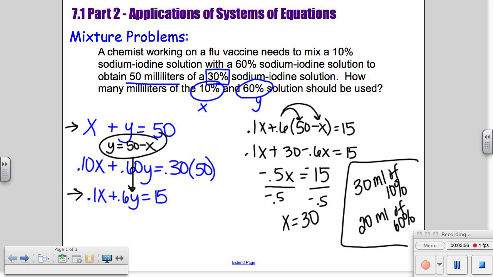I think the hardest part in this equation is right here where you have to multiply the 30% times the 50. So remember, out of those 50 milliliters, we want it to be a 30% solution of sodium iodine. And that would be a mixture problem.